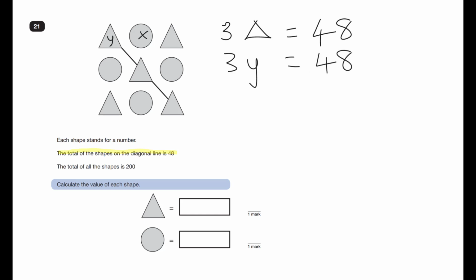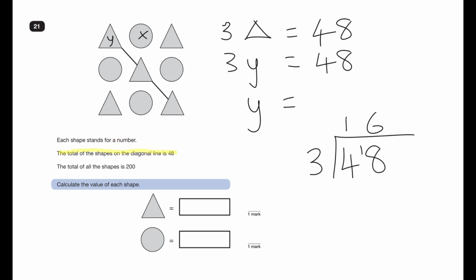Now, to find out what one of those would be, we would simply need to divide by 3. So we're doing 48 divided by 3. You might be able to do that in your head. If you can't, pop it in a quick bus stop. 3 into 4 goes once with a remainder of 1, and 3 into 18 goes 6 times. So we know that a triangle is worth 16.